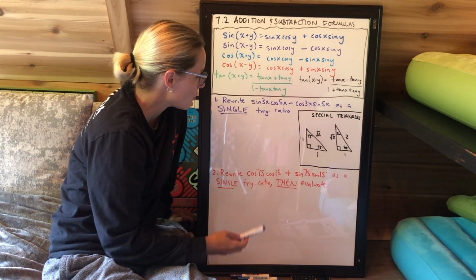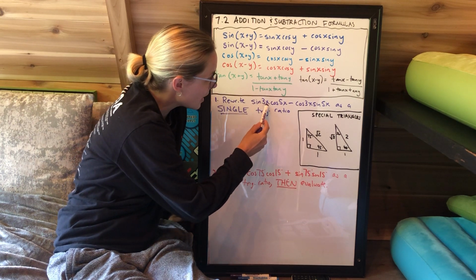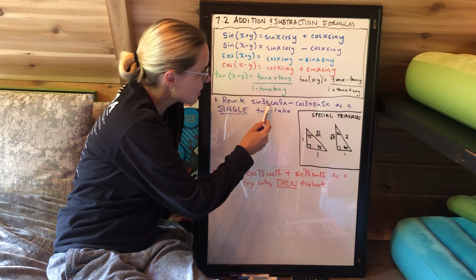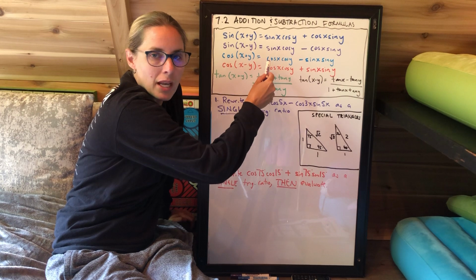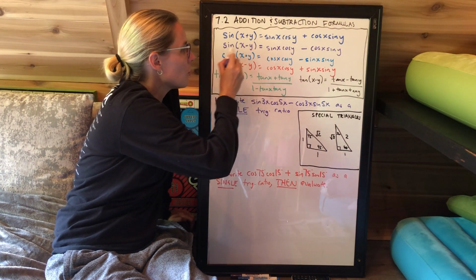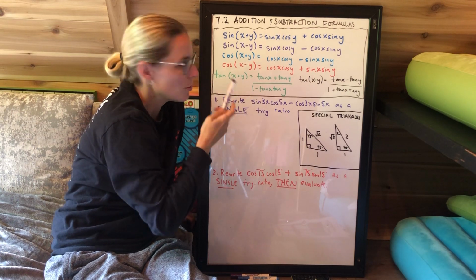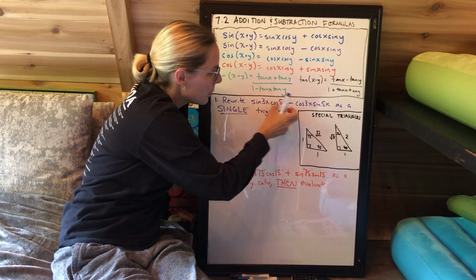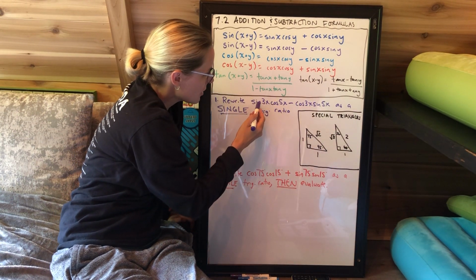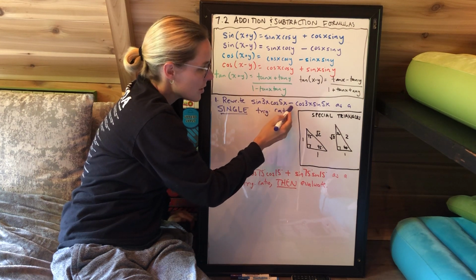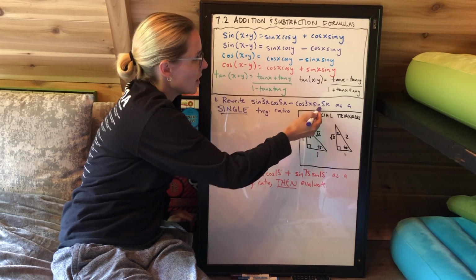What you have to do is look at this and see which one it looks most like. And you might not be able to go left to right. You might have to go right to left, which is what's happening here. This is the complicated side. So we're looking for a sine and a cos together, a subtraction, and then a cos and a sine.